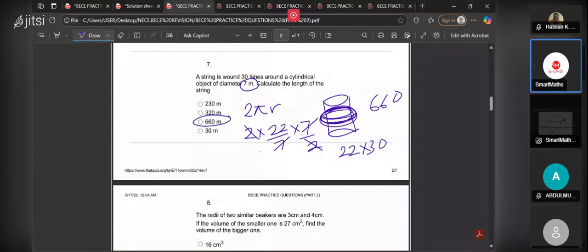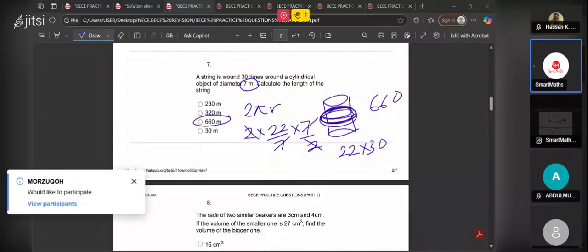Any question there? No. Sir, the 7 is the radius. No, it's not the radius. Thank you so much. That's the diameter. So for you to get the radius, you divide the diameter by 2. All right? For you to get the radius, you divide by 2.